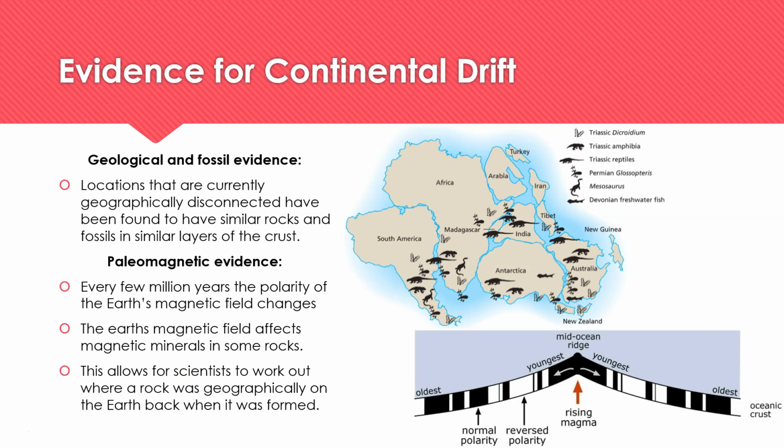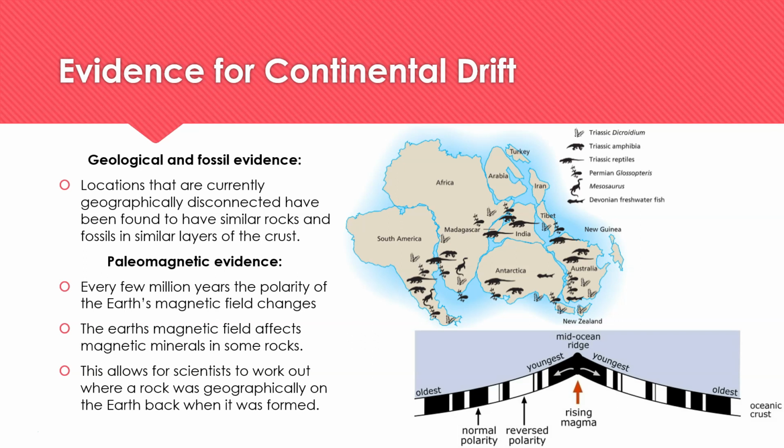You might look at paleomagnetic evidence as well, which is where the Earth's magnetic field every few million years actually changes polarity, so north and south flip. And you do actually have rocks in the crust that are affected by the Earth's magnetic field. What happens to these rocks is that when they are being formed, the Earth's magnetic field will cause certain particles to align a certain way. And if that magnetic field is flipped, the particles would align a different way.